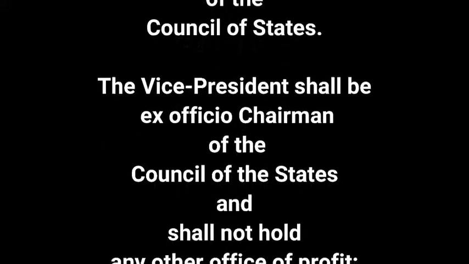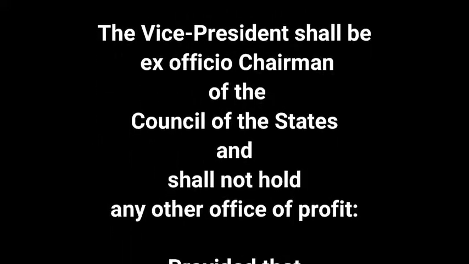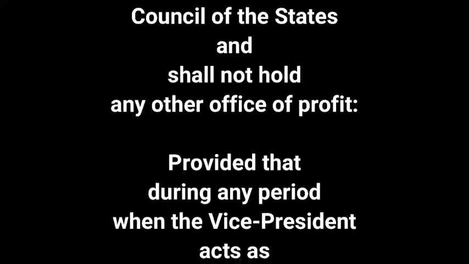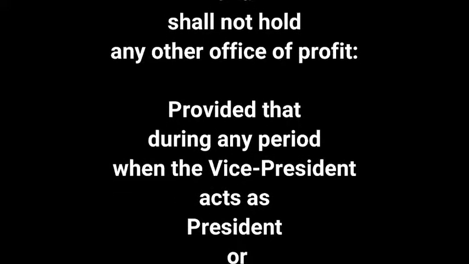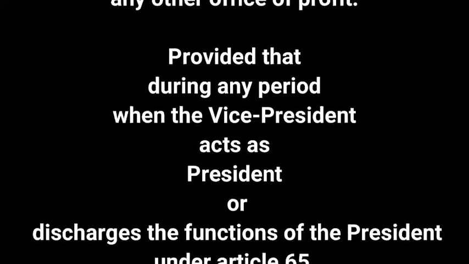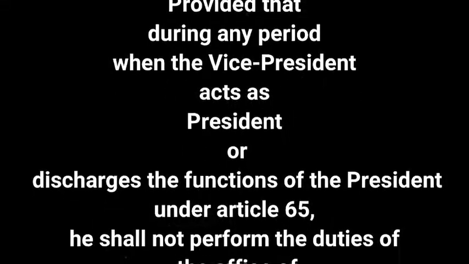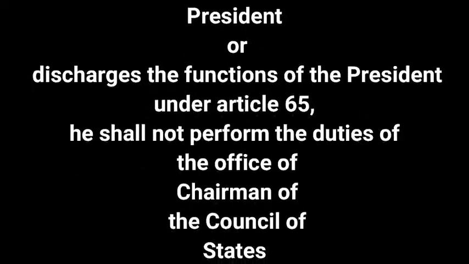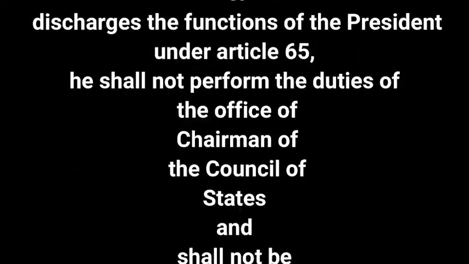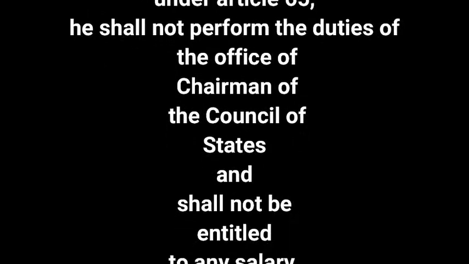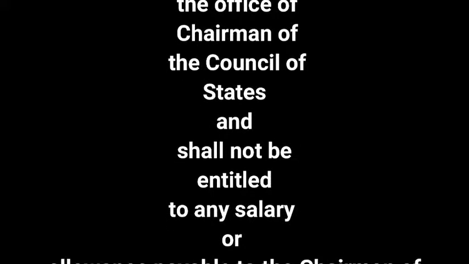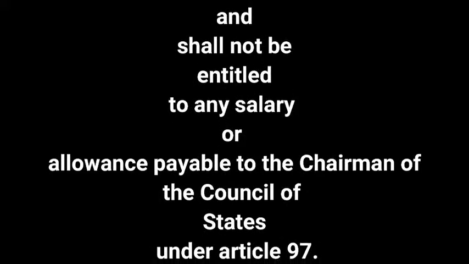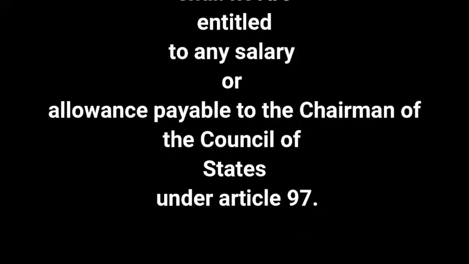The Vice President shall be ex officio Chairman of the Council of States, and shall not hold any other office of profit, provided that, during any period when the Vice President acts as President, or discharges the functions of the President under Article 65, he shall not perform the duties of the office of Chairman of the Council of States, and shall not be entitled to any salary or allowance payable to the Chairman of the Council of States under Article 97.